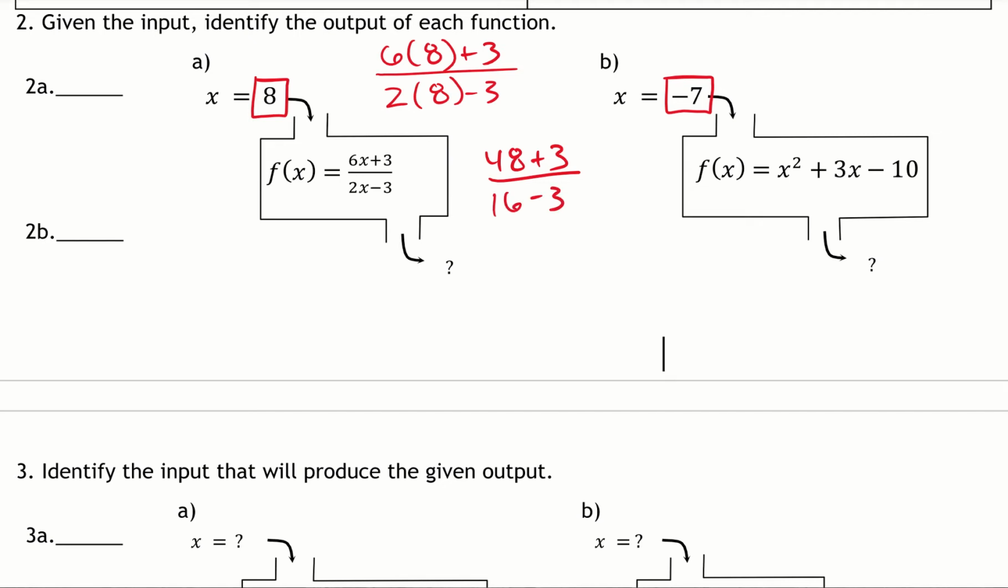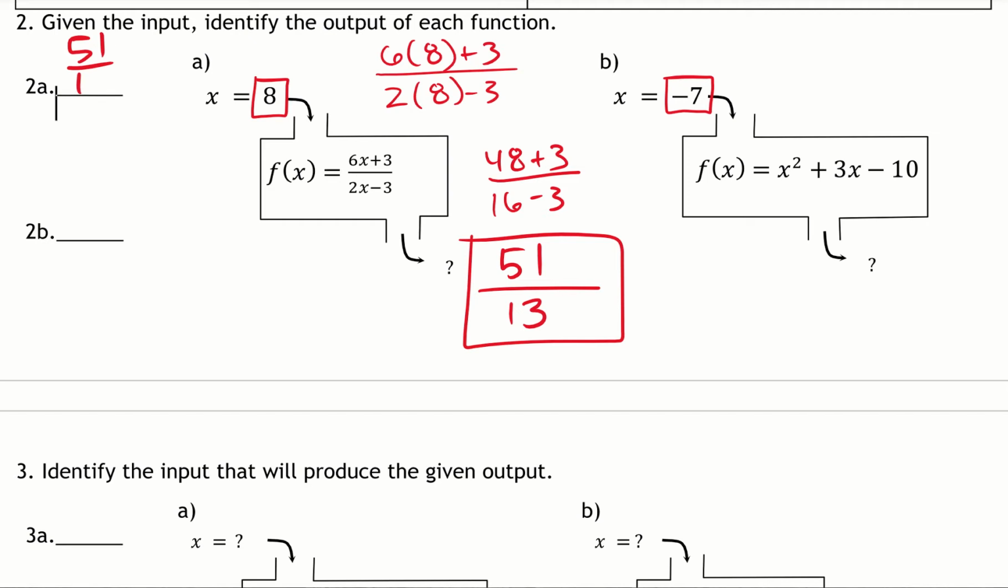So let's go ahead and do the 48 plus 3: 48, 49, 50, it's 51. And 16 minus 3 would be positive 13. So the output for this function is 51/13. So over my answer line, 51/13. That's a great answer.